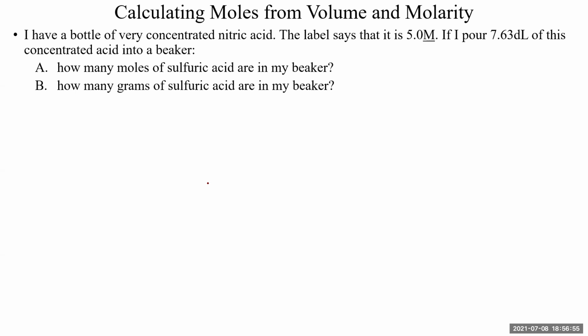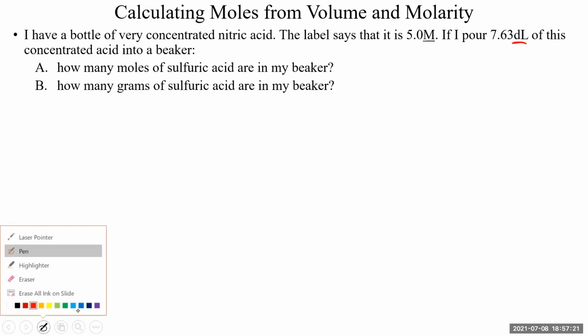So I have a bottle of very concentrated nitric acid. The label says that it is 5 molar. If I pour 7.63 deciliters of this concentrated acid into a beaker, how many moles of sulfuric acid are in my beaker? A, and then how many grams? Okay, so once we have A, we can easily convert from moles to grams to calculate B. So let's do A first.